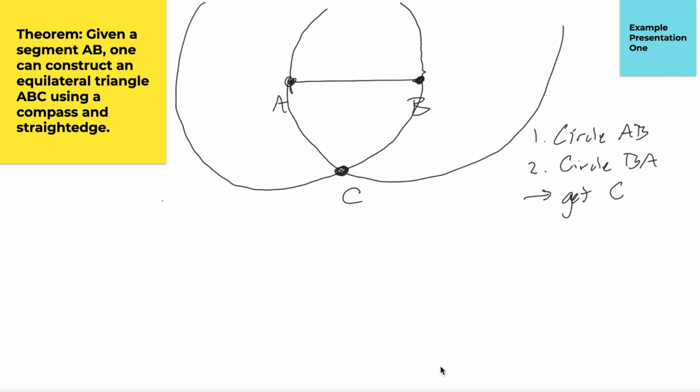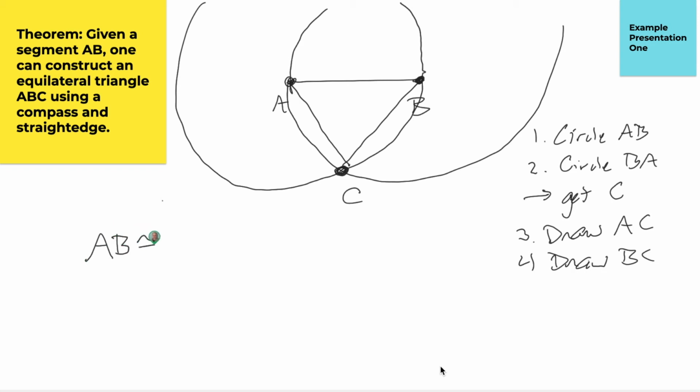Now we're ready, we just need to draw the triangle. Here it comes. We'll draw in the two segments, AC and then BC. That's going to complete our triangle. And we of course can draw those segments using postulate 1, which tells us how to use a straight edge.